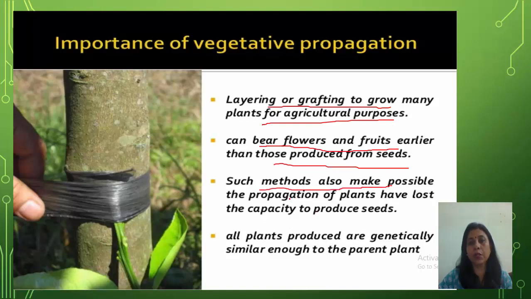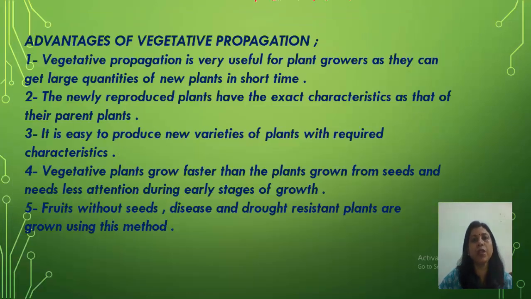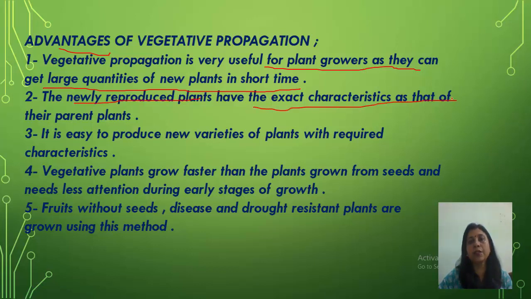Such methods also make possible the propagation of plants that have lost the capacity to produce seeds, and all plants produced are genetically similar to the parent plant. These are advantages of vegetative propagation. Importance of vegetative propagation and advantages is one and the same thing. Vegetative propagation is very useful for plant growers as they can get large quantities of new plants in a short time. The newly reproduced plants have the exact characteristics as that of their parent plants. It is easy to produce new varieties of plants with required characteristics as we have done in grafting.